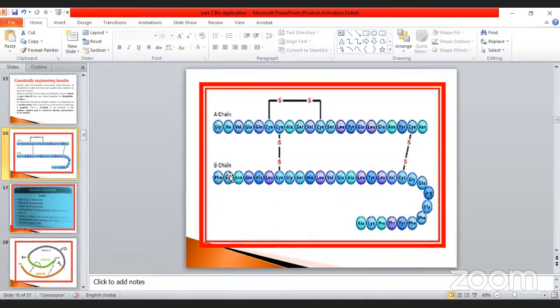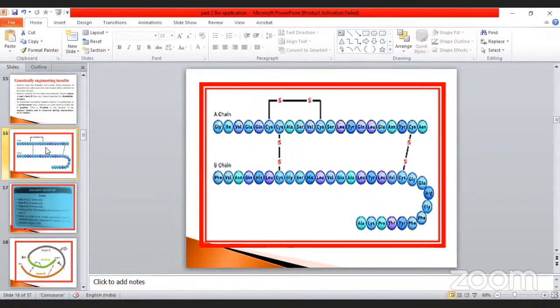This is the A chain, this is the B chain. Both are connected with the disulfide bridge. In addition to this, there is a C peptide, or an extension. If the extension is present, that hormone is considered as a proenzyme, proinsulin. During the maturation of insulin, what happened? The extension is completely removed or absent.